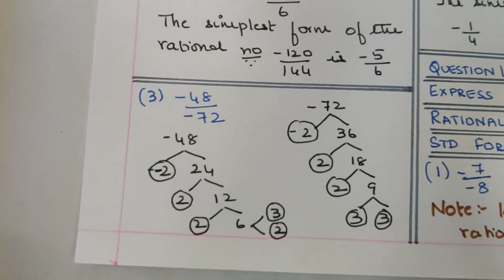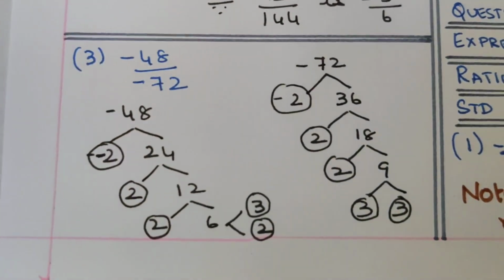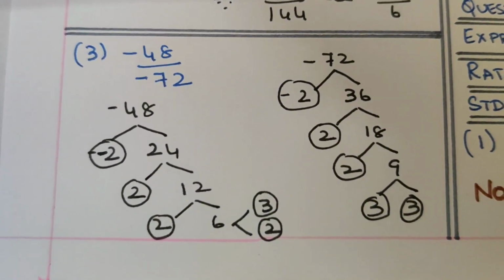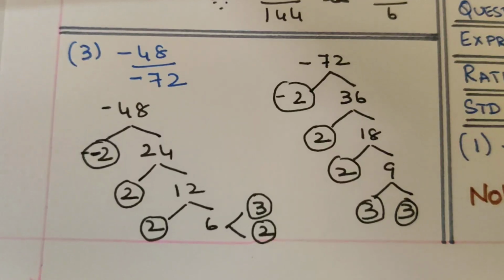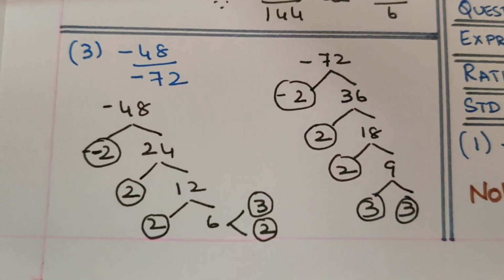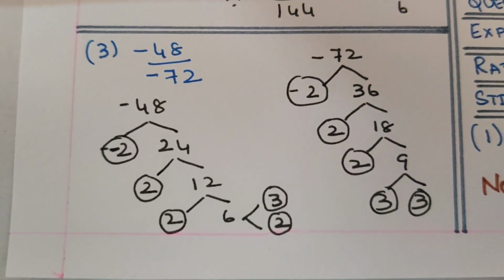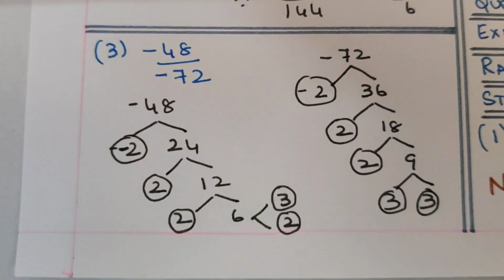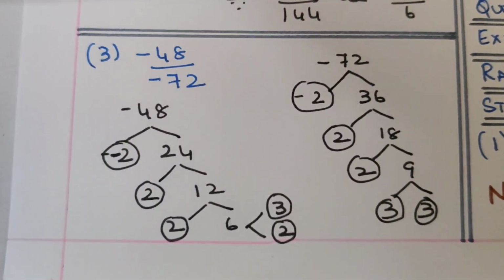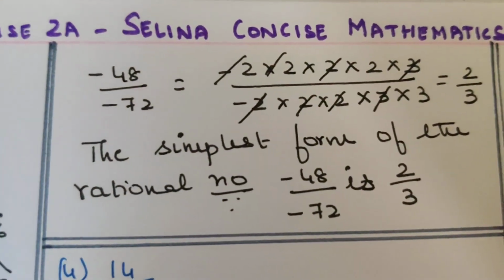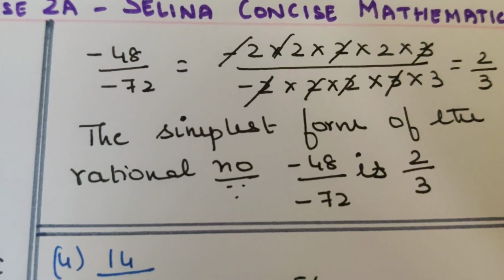Similarly, for minus 48 and 72, I'm giving you a pause, and please check the prime factorization method that I have done. Isn't it easy? Yes, very easy. You shouldn't be taking more than 45 minutes to complete this exercise if you are good with this concept. Okay, so the answer is minus 2 by 3.